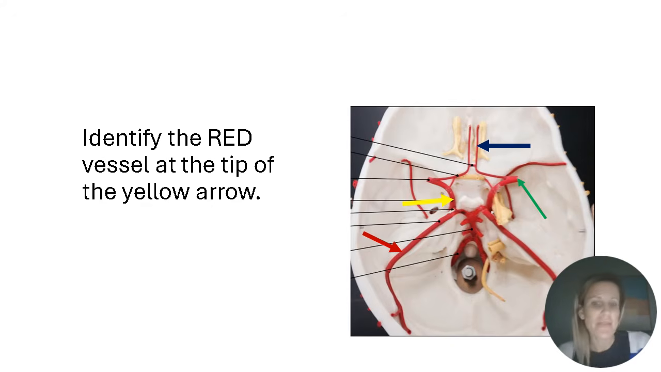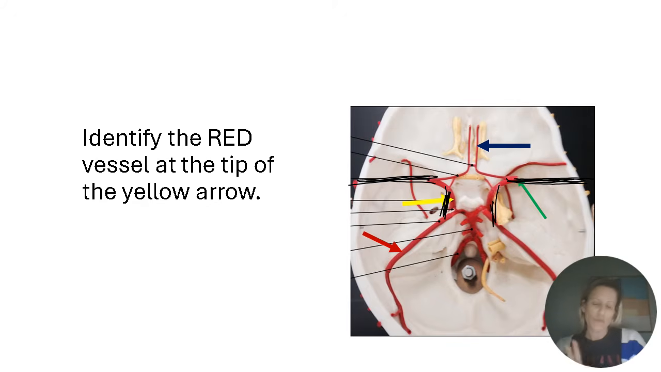Identify the red vessel at the tip of the yellow arrow. So we've seen this picture a couple times, and last time we labeled this one here. And remember, we said these vessels that are going out horizontally are middle cerebral arteries, right? Middle cerebral arteries. This yellow arrow is pointing to the vertical part of that vessel, the part that's coming up and protruding through the skull.